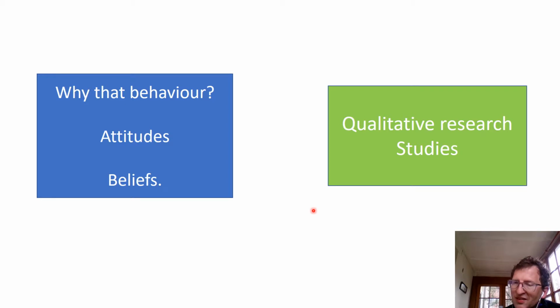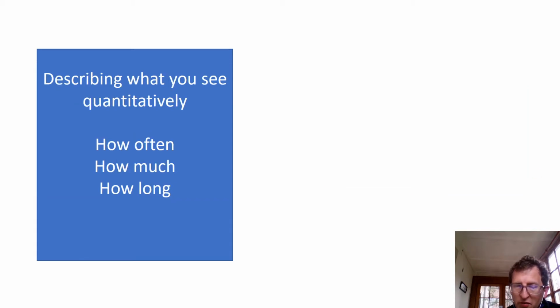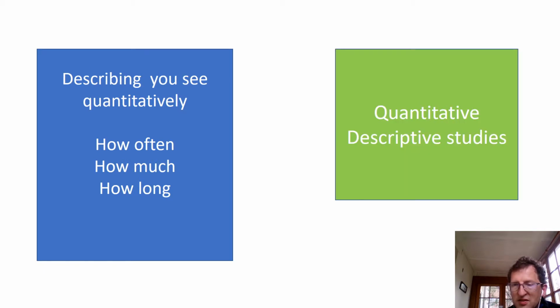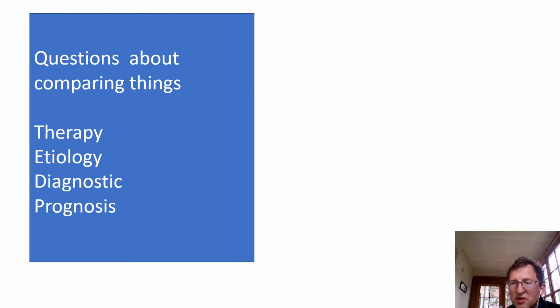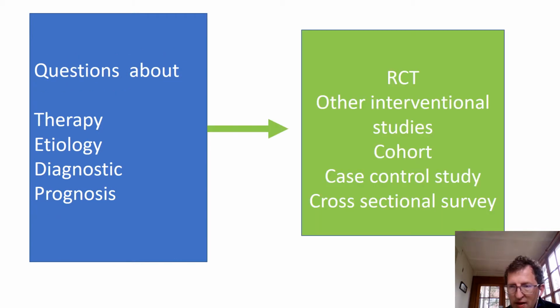And so what we're doing by using these examples is trying to buy the GPs on side so they could see the rationale of this and how it's relevant locally to them. So we did that with qualitative research. We went through quantitative questions and what sort of studies best answer those, and gave some personal examples of that. And then we just did the same with the more complex types of questions, such as therapy, etiology, diagnostic and prognostic questions, and showed what sort of studies would best answer those questions.